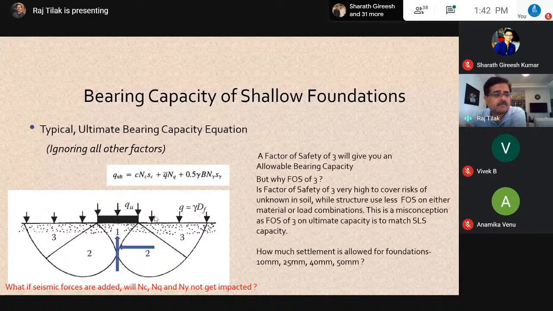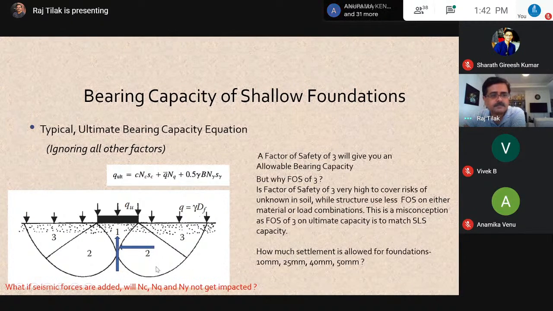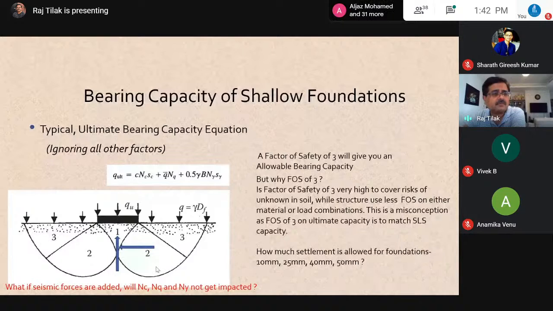When somebody asks, okay, your foundation is placed in a seismic zone, so there are additional forces acting on this assumed failure soil mass below. So how do NC, NQ, and gamma, the bearing capacity factors, change? It does get modified, because these NC, NQ, gamma have been worked out on the principle of equilibrium of forces between different zones 1, 2, and 3. So if you introduce a seismic force into that, the equilibrium will change. So your NC, NQ, gamma will change.